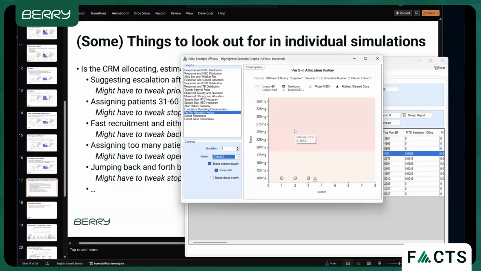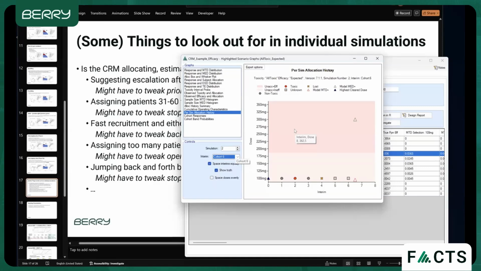We're starting at 100 milligrams. We're assigning 3 patients, and then we see one toxicity out of these 3. What would you want to do in this case? Well, following what a standard 3+3 would do, you would want to assign 3 more patients, for example. So that's what you do. You stay at 100 milligrams and you assign more patients.